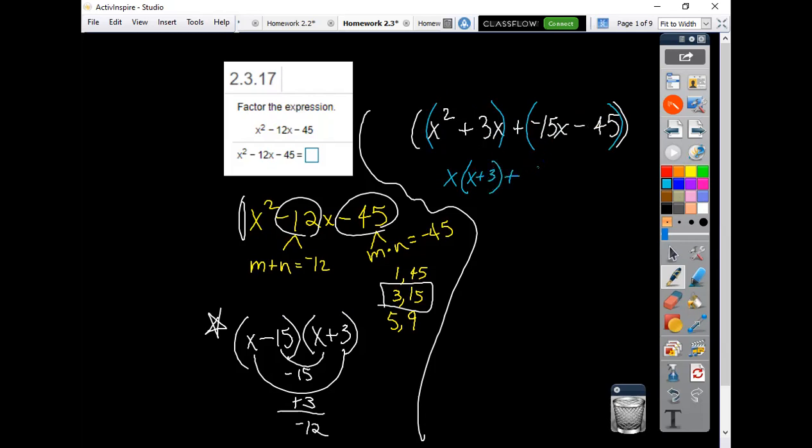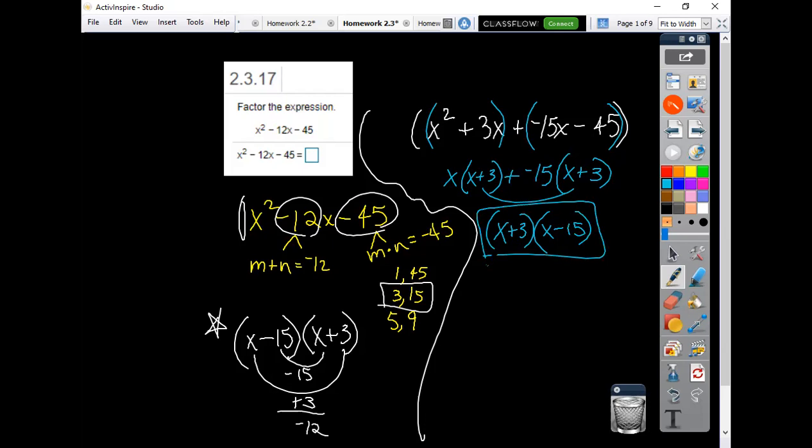And then over here, if you take out a negative 15, you're going to get another x plus 3. And because these x plus 3s are common, you take those out and you're left with the x and the minus 15 right there. So there's this factoring by grouping method that you can use. I think it's more helpful when you get a problem that has a coefficient on the x squared term. But that's a review of factoring quadratics, problem 2.3.17 in MathXL.